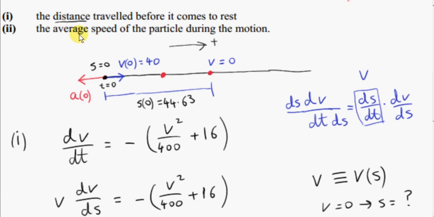In part 2 we want the average speed of the particle during the motion. So to get the average speed of something, we get the distance travelled by it and divide by the time taken.